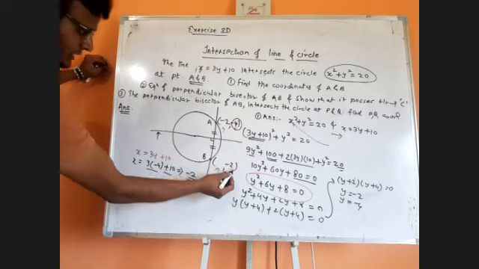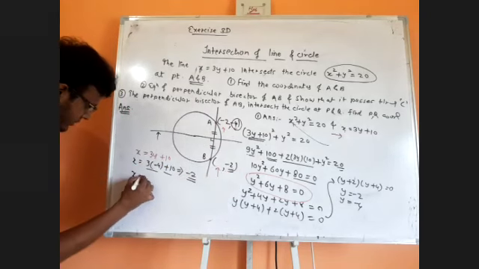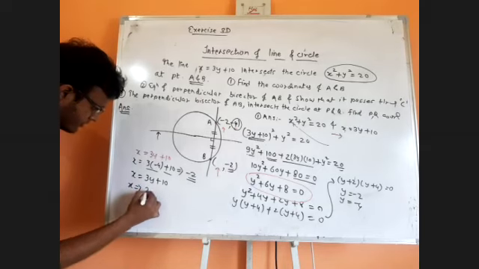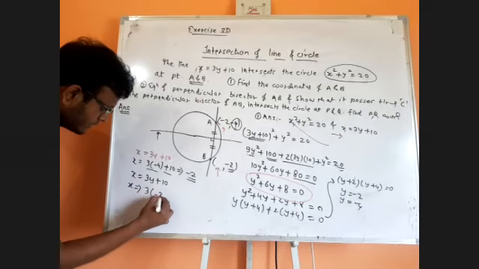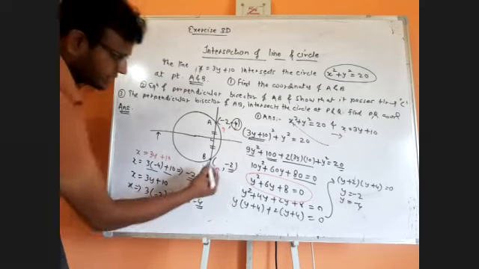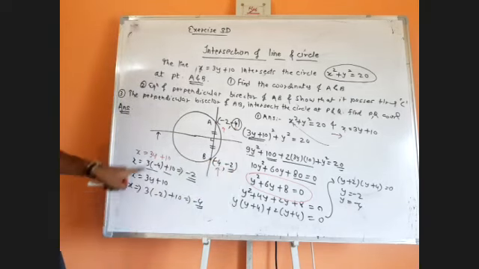Similarly, I substitute the other coordinate. So if I substitute the other coordinate, x will be equal to 3 times minus 2 plus 10. So I'll get minus 4. So the other coordinate is minus 4. You understood how I did it? Yeah.